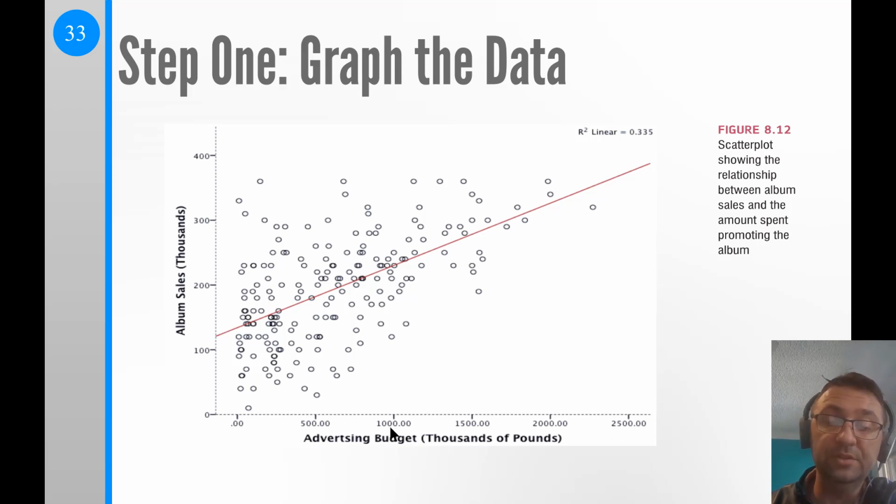Notice here you can also just see a few things. What is the intercept of this line, where is it? Zero is about here, so it's about 150,000 album sales. So that says that if you do no advertising, on average, you'll still sell 150,000 records.